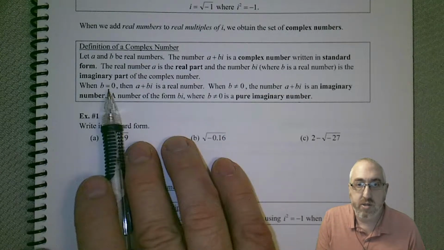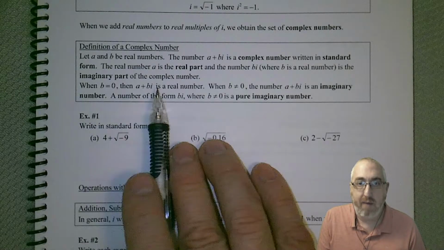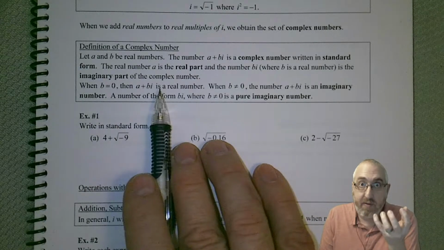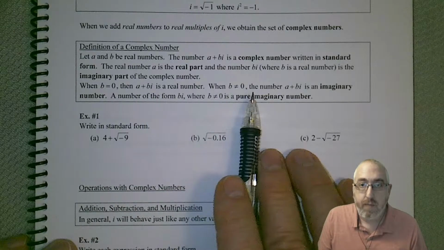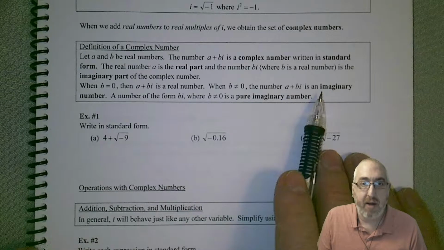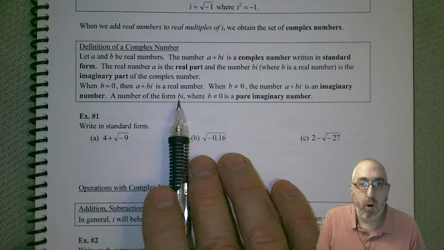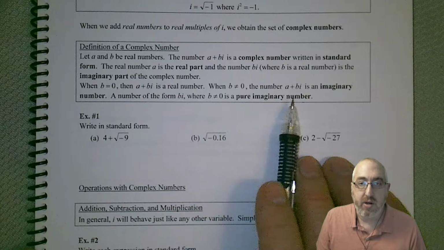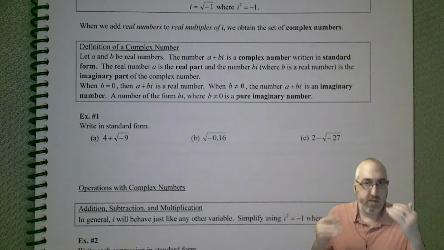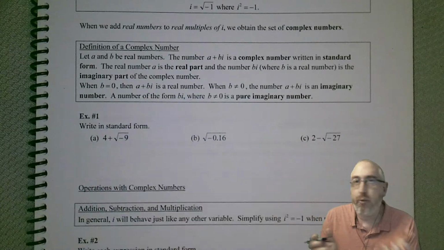When b is equal to 0, well, 0 times anything is 0, so you will have a real number because all that'll be left is just a. But when b is not equal to 0, the number a plus bi is an imaginary number. A number of the form bi where b is not equal to 0 is a pure imaginary number. Again, just some special terminology in there, but nothing too drastic. The big thing is just the order of how you should write it, really.